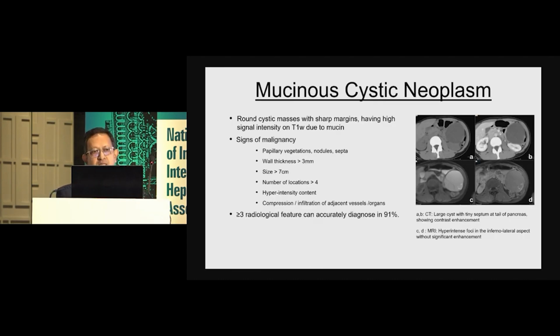Coming to the mucinous neoplasm, these are usually round cystic masses with sharp margins and high signal intensity on T1-weighted images due to the mucin. Signs of malignancy on MR are usually papillary vegetations, nodules or septa. If the wall thickness is more than 3 millimeters, the size of the cyst is more than 7 centimeters, the number of loculations is more than 4, there is hyperintense content, and there is compression or infiltration of adjacent vessels or organs: if more than 3 radiological features are present, then we can accurately diagnose malignancy in about 91% of cases.